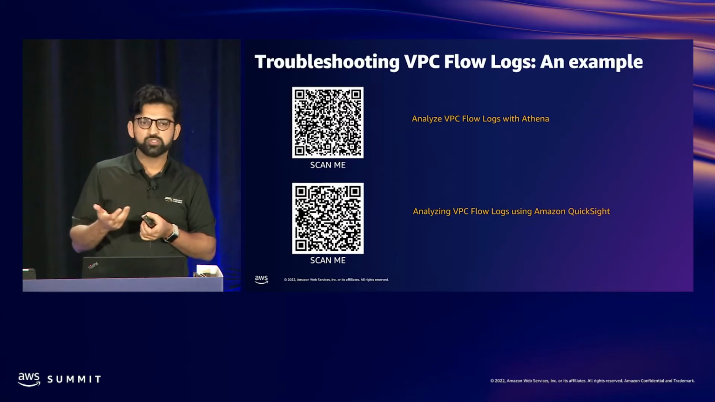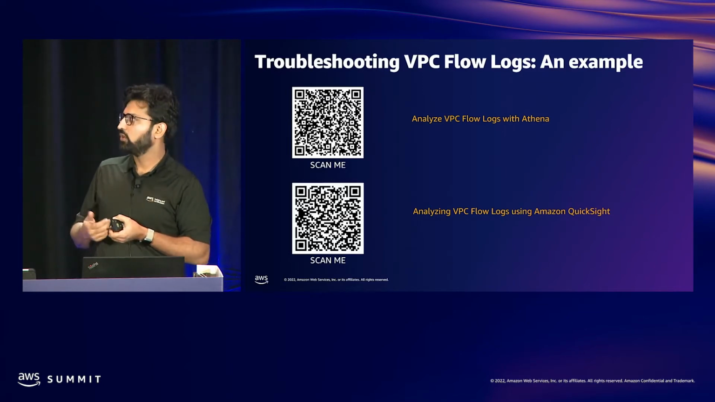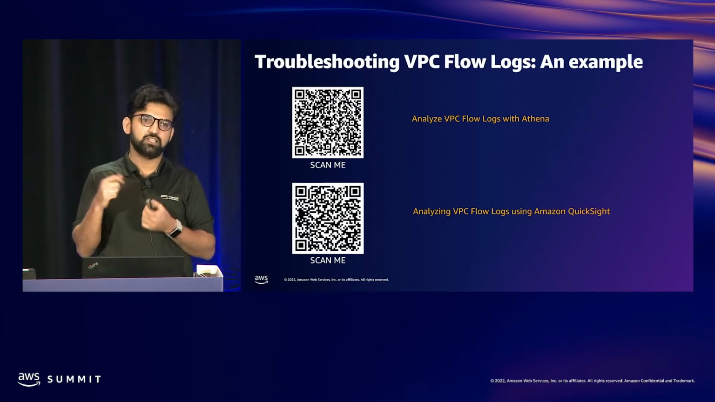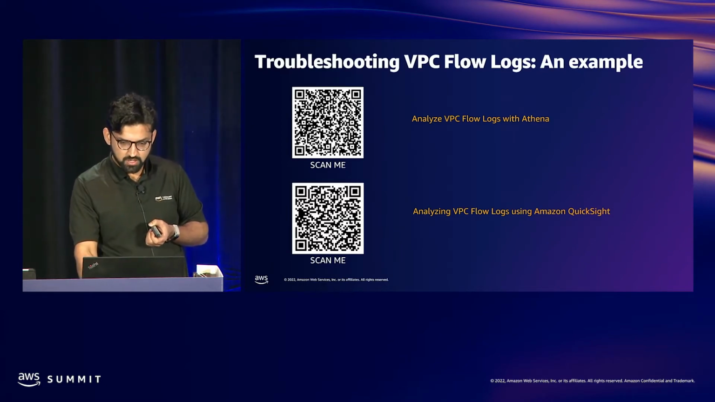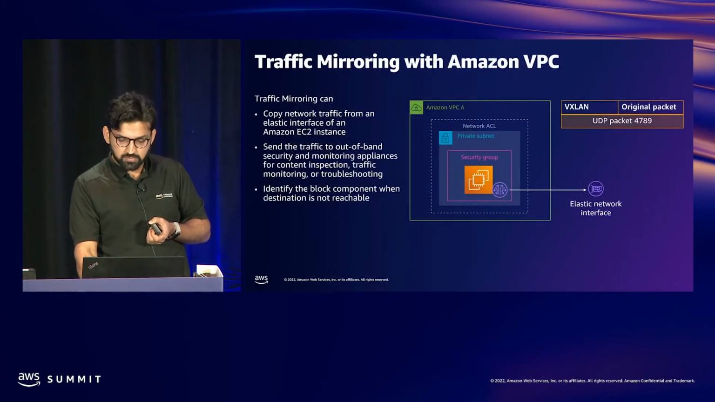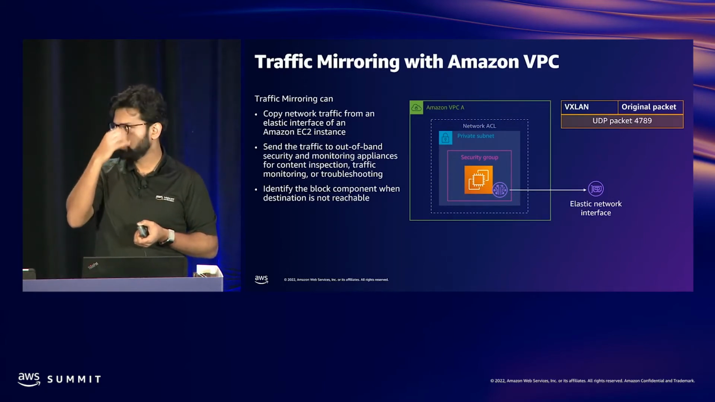Here are some blog posts which go into a lot more detail on how you can analyze VPC flow logs with Athena and also analyze VPC flow logs with QuickSight. You can take a picture of this and scan the QR code, so it will give you the link for the blog post. And these slides will be available to you, so don't worry if you haven't captured or taken a snapshot.